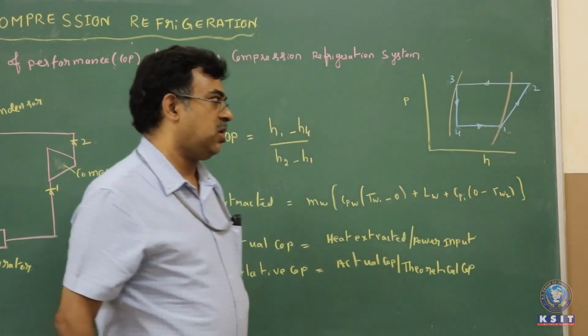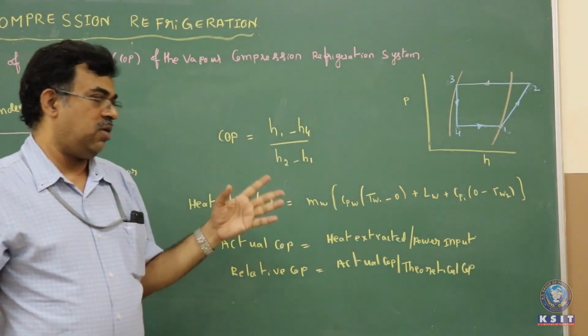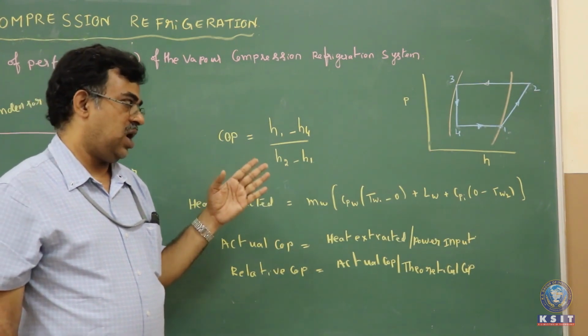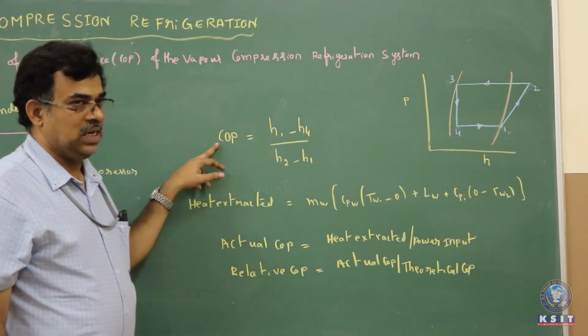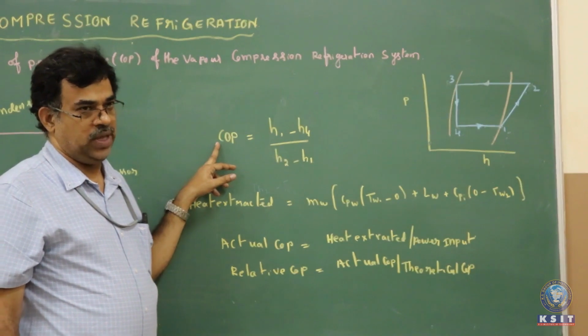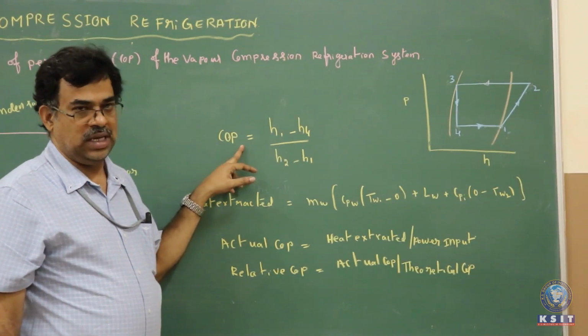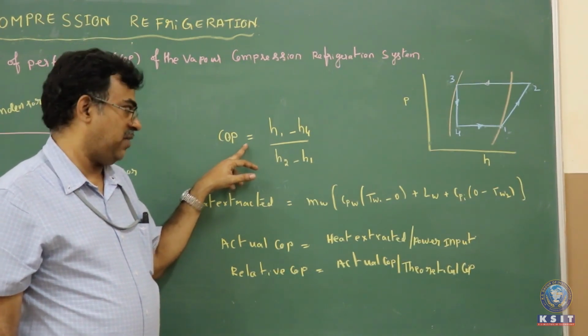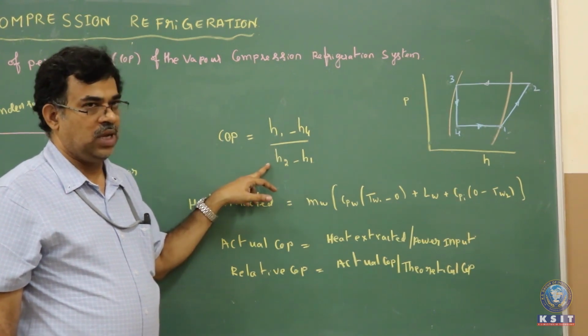Now from the pH chart, you find out what? You find out H1, H2, H3 and H4. Now you calculate the theoretical COP. So what is the formula for theoretical COP? Net refrigeration effect divided by the work input to the compressor.